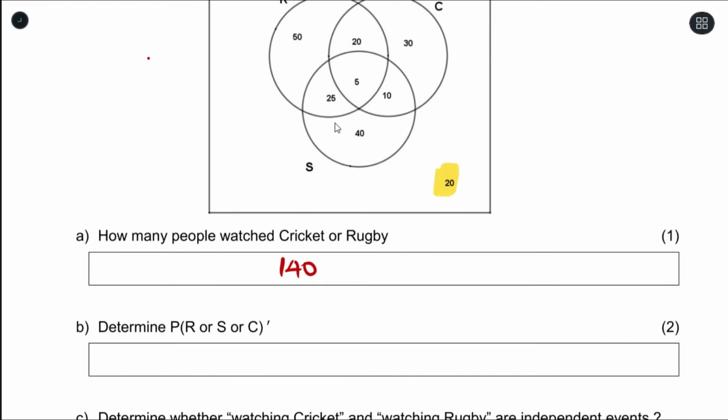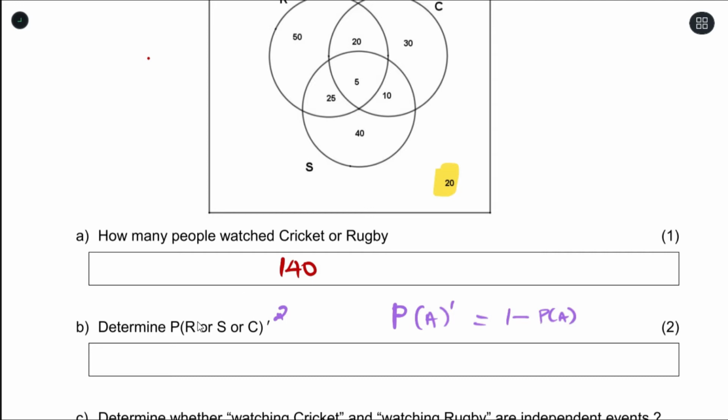Now B says determine the probability of R or S or C prime. Now this prime that you have over here represents not. Let me give you a quick example. The probability of not A is equal to 1 minus the probability of A. So the probability of something not happening is equal to 1 minus the probability of the thing actually happening.